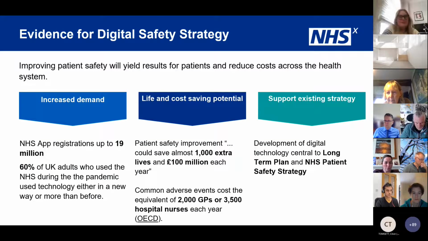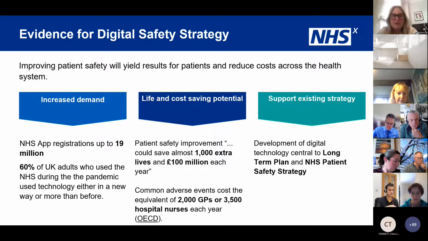If we take a step back and think about why we need a digital clinical safety strategy, there are a few really important components. We've seen an explosion of digital health technologies across the NHS over the past few years. This highlights that we absolutely need to increase attention on the safety of these technologies as they become embedded in pathways and as more and more technologies are adopted at scale throughout the NHS.